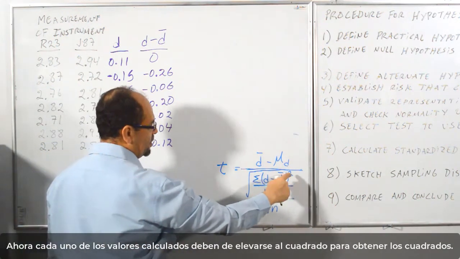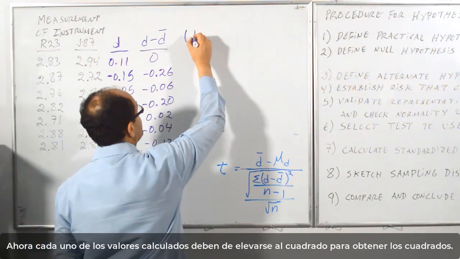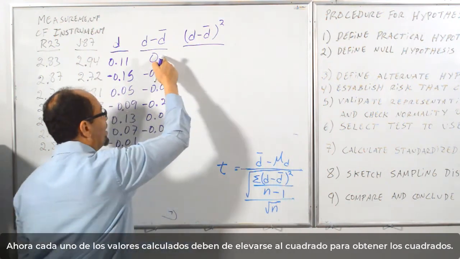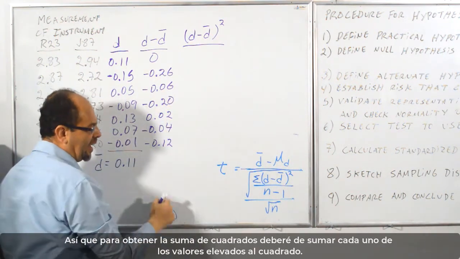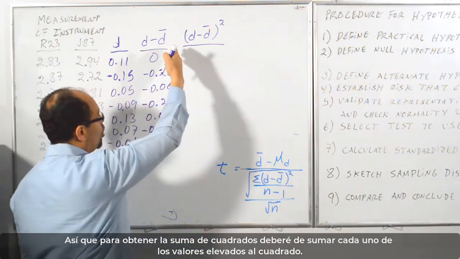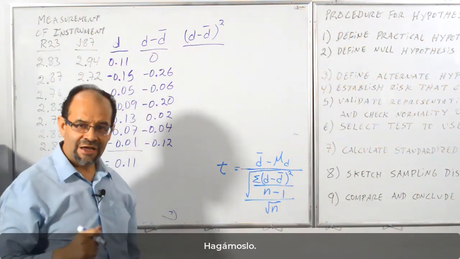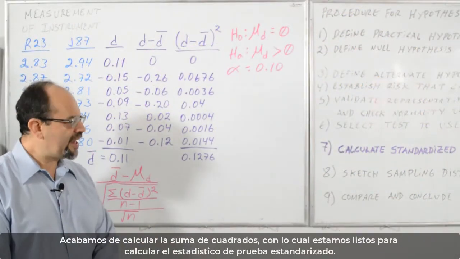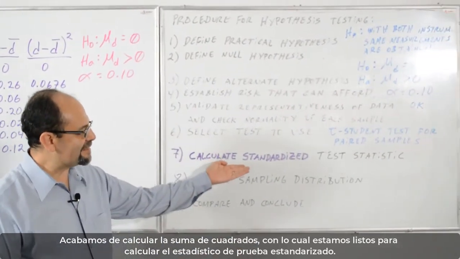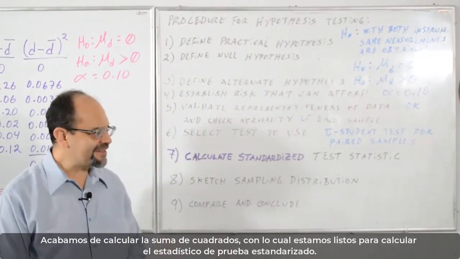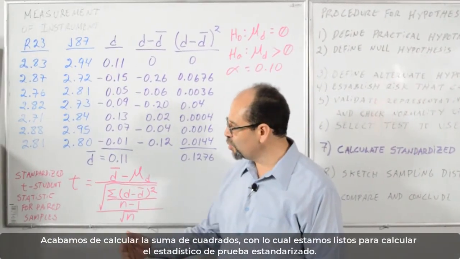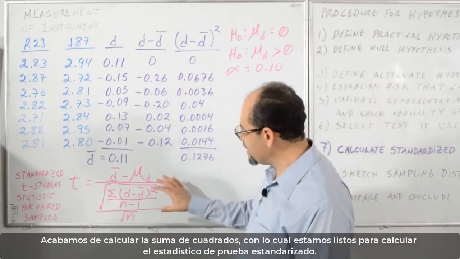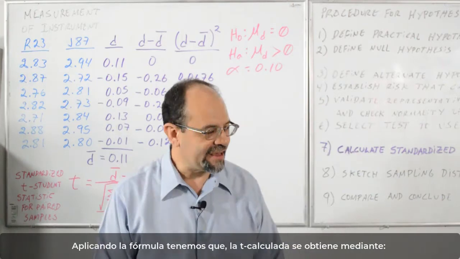Now each term should be squared, which is the difference minus the average, squared. So I have to square each of the terms, and I have to get the sum of all of them. Okay, let me do that. We have just calculated the sum of squares. With that, we are ready to get the standardized test statistic. The standardized test statistic that we are using is the T-student statistic for paired samples, which is given by this formula. Then, let's apply the formula.